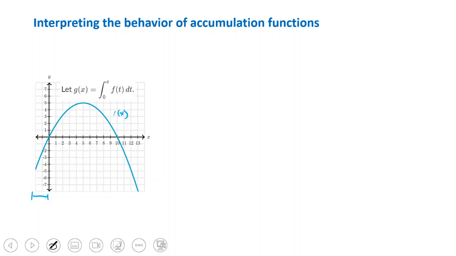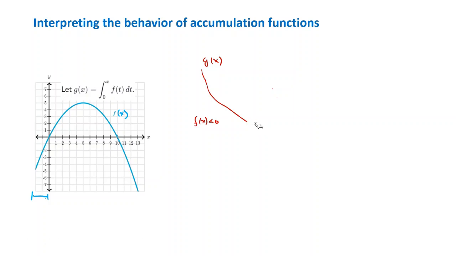Okay, so this is g(x). I know that it will go down, and it crosses at 0. So here it must be a local minimum. We know f(x) here is less than 0, and then it will go up from this point.